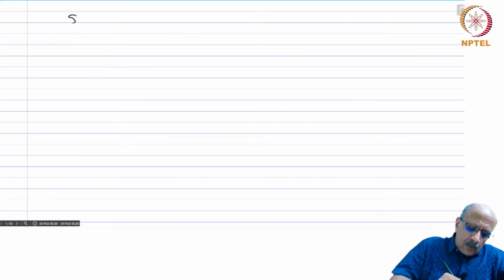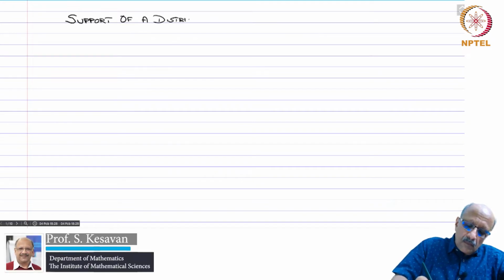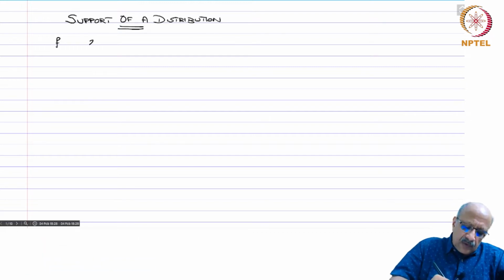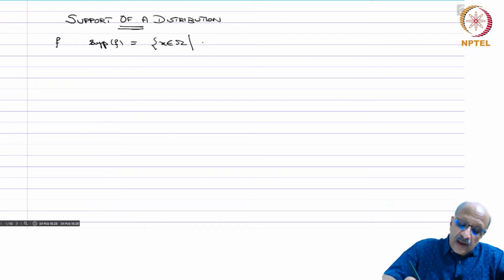We will now talk about the support of a distribution. Given a function f, you know what the support is. The support of f is the set of all x in omega, or whatever the domain is, such that f(x) is not equal to 0, and then we take the closure.